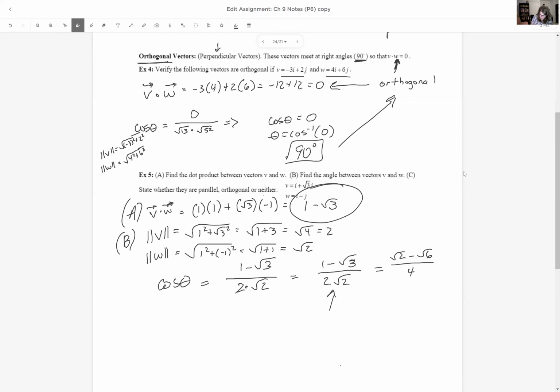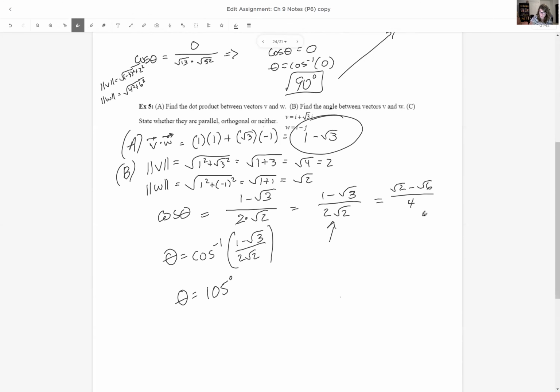But anyways, if you were to do the inverse cosine of 1 minus the square root of 3 all divided by 2 square root of 2, your calculator is going to spit out at you that the angle is 105 degrees. Now this is not parallel because it's not 180. It's not orthogonal because it's not 90. So we're going to say that these vectors are neither parallel nor orthogonal.